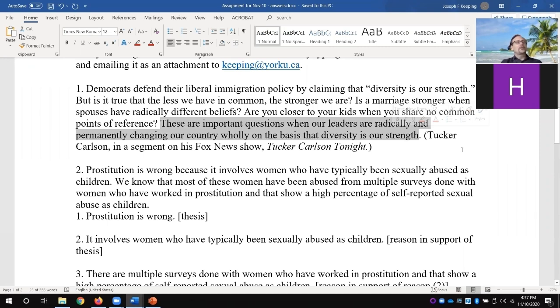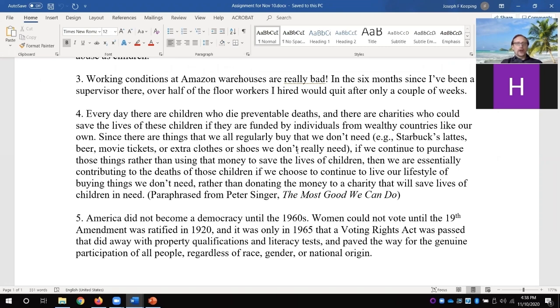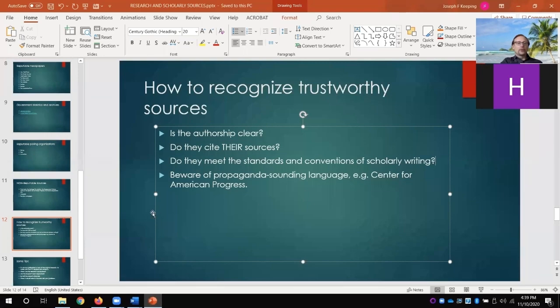Can you tell that that is not written in a particularly calm or level sounding tone? That's what I mean by propaganda sounding language. Radically and permanently changing, that's scary sounding language. Somebody is trying to scare you, you probably shouldn't trust them. If there's emotional language and it sounds like they're trying to play on your feelings, then that's a red flag that you probably shouldn't trust the source.